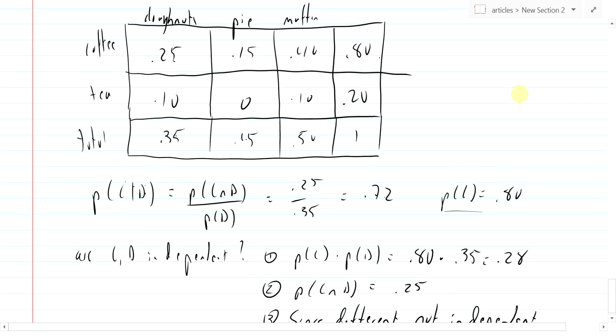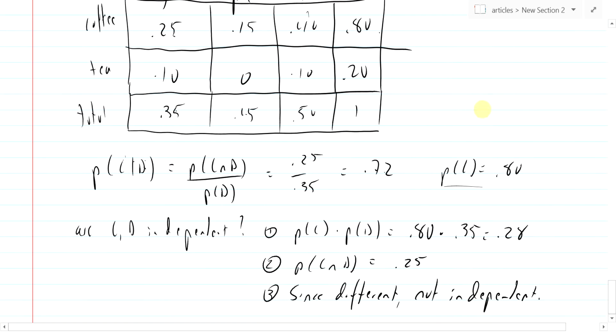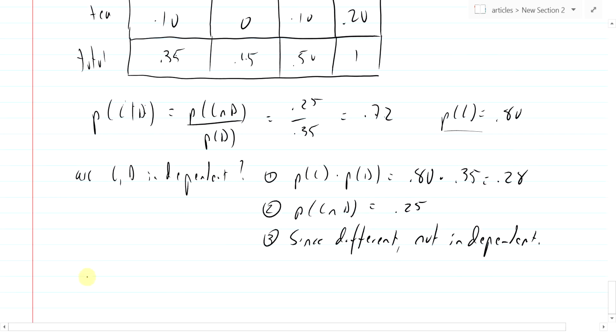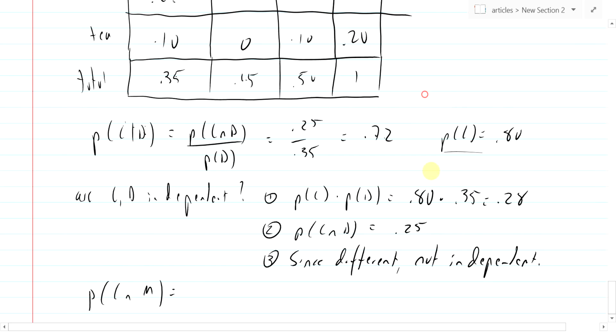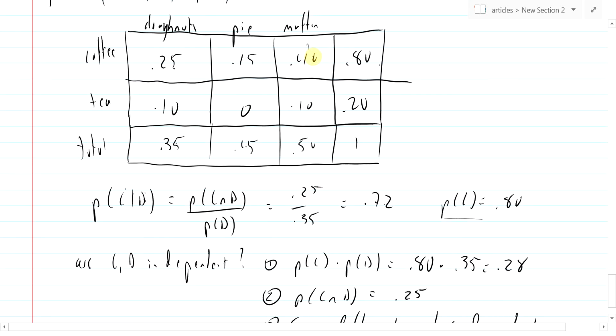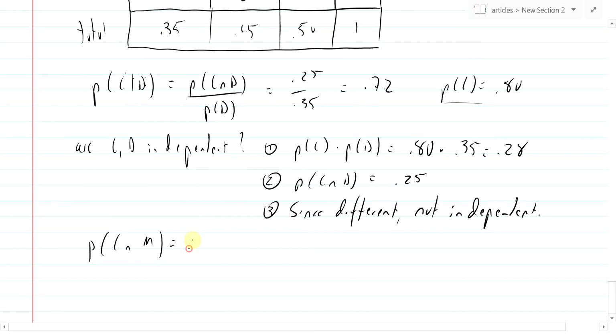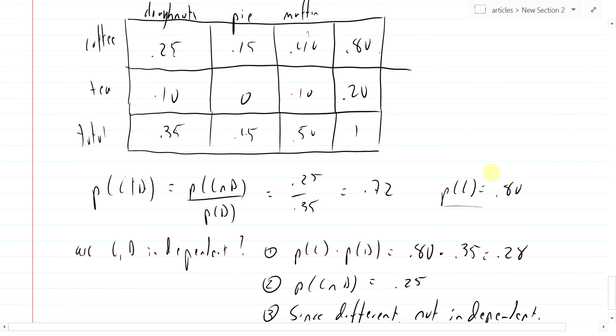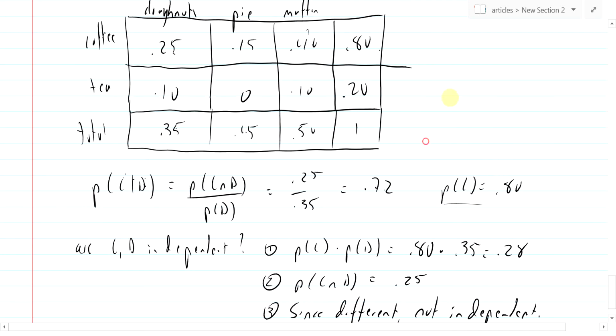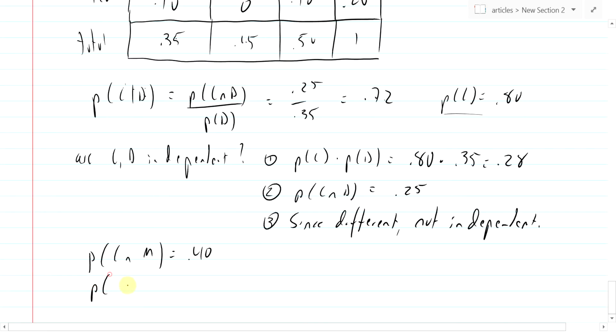What about muffins? Some people have muffins, some people don't. The probability of having coffee and a muffin is 40%. So 40% of the people get coffee and a muffin. What's the probability of having a muffin given that you know someone has coffee? So we're looking at coffee drinkers only, and we're asking, what's the probability that people who drink coffee eat muffins?